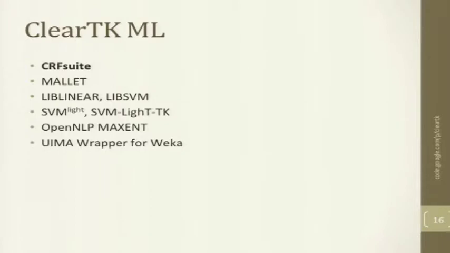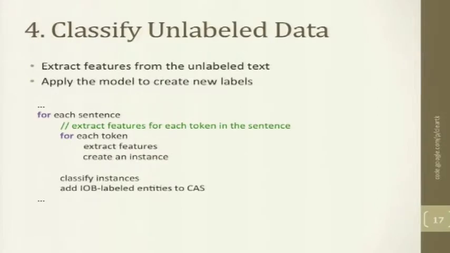So I mentioned before that we have a lot of different libraries. In this case, we use the Mallet CRF classifier. Conditional random fields are very commonly used for named entity recognition tasks, really any sort of sequence labeling task. And I just essentially chose Mallet.